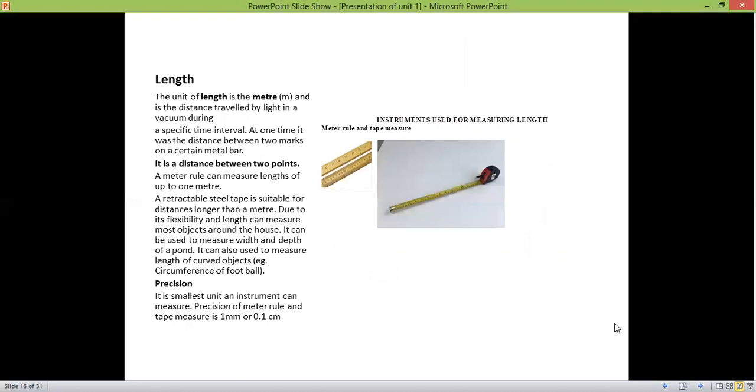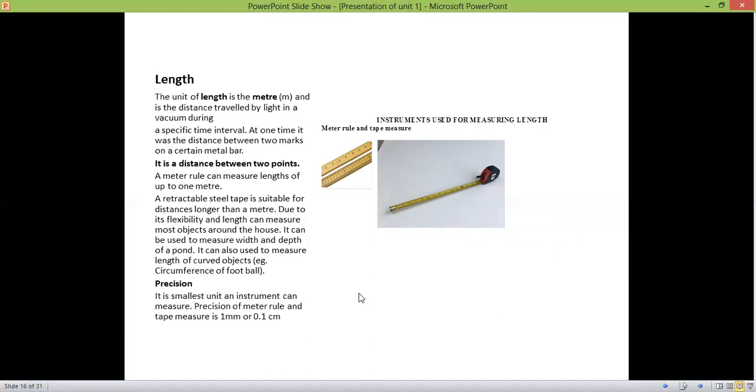Next, we have to discuss measurement of length. The SI unit of length is meter. How to define length? It is basically the distance between 2 points. Different instruments are used for the measurement of length, for example, meter rule and measuring tape.